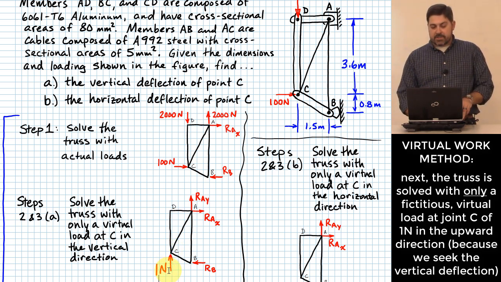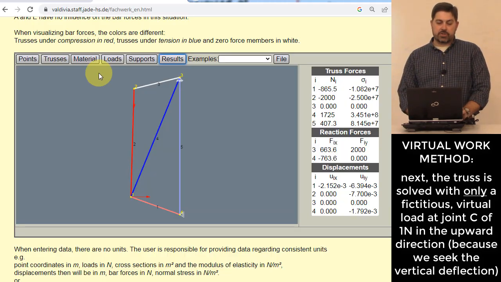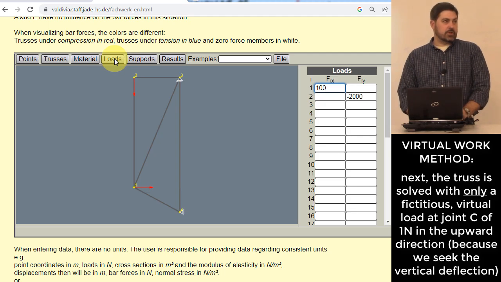And it's wisest in these cases to use a numerical value of 1, okay? So what we'll do is we'll go back into our software that we were using. What do we need to change? Just the loads, right? I need to remove these two loads, and instead, at joint 1 down here, I need to put in a Y load of 1. That's an upward load of 1 Newton that I'm putting on right by doing that.